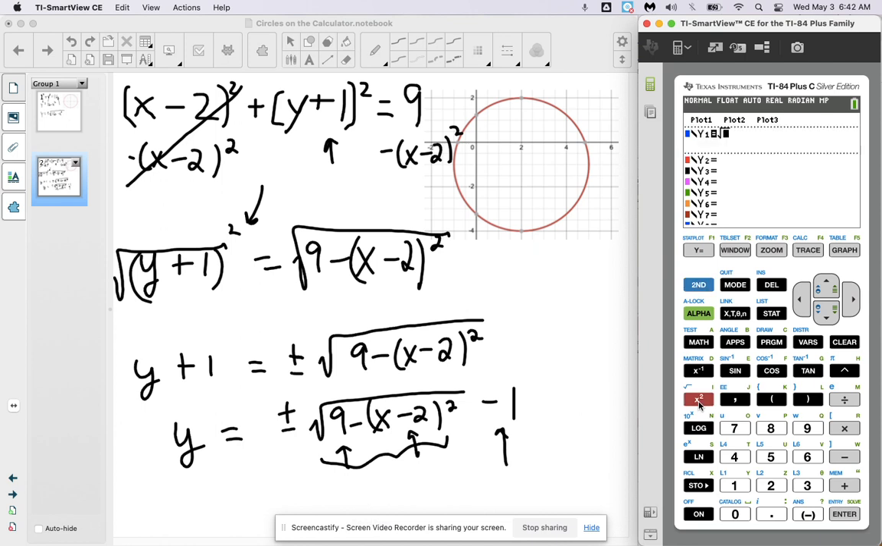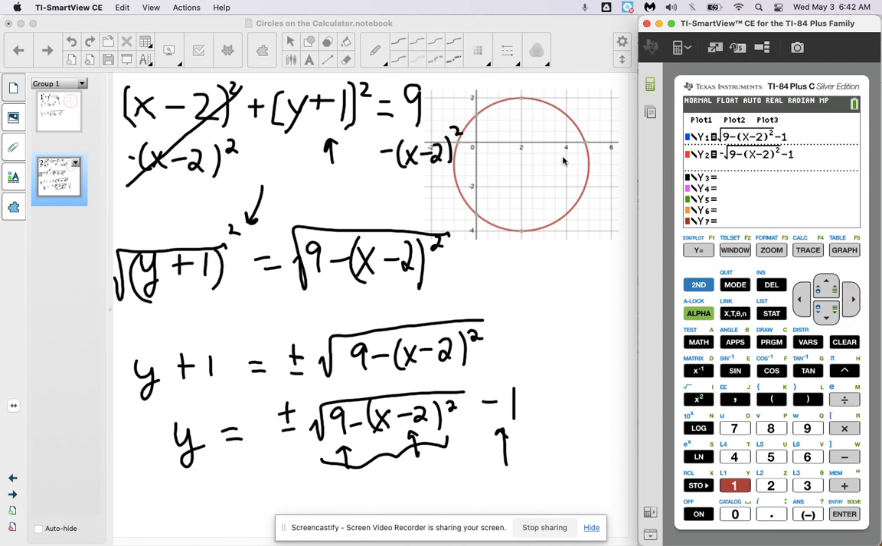So graphing this very carefully, 9 minus, this is where the parentheses comes in to help, x minus 2, all of that squared. That's the whole interior of the radical. Then I want to make sure I move outside the radical for the minus 1. And then we'll do the same thing again, just the opposite of that expression. Make sure I close off my parentheses, make sure I get my minus 1 outside.